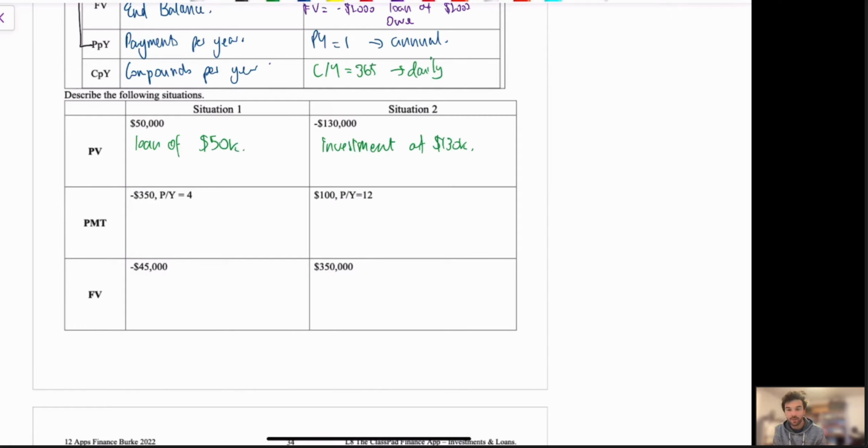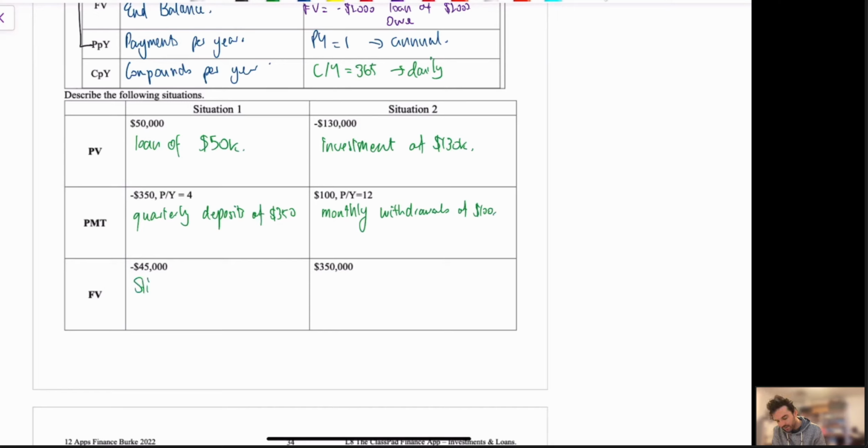PMT, negative 350, payments per year is 4. So this would be quarterly, and negative 350 means it's coming out of your pocket. So you could call these deposits if you want, of $350. You could also call these repayments, or those words change around a fair bit. Positive 100 and PY is 12. So this will be monthly, and you're putting money into your wallet. So withdrawals of $100.